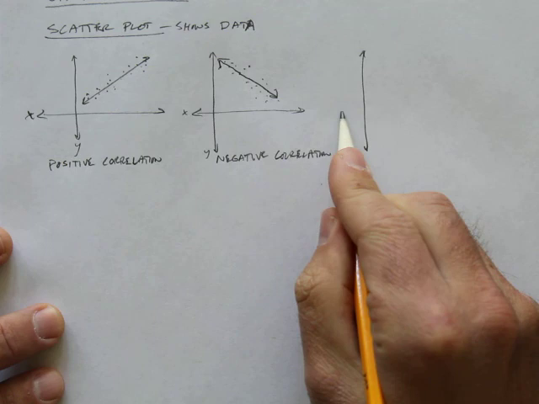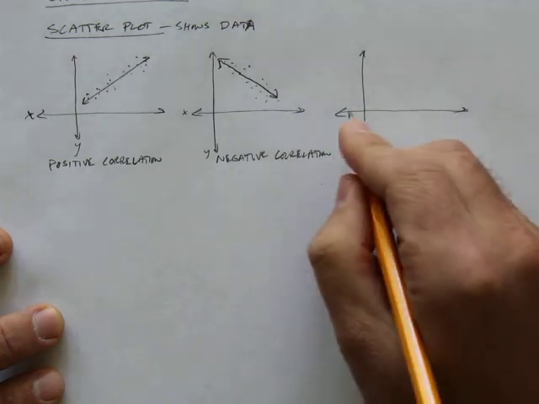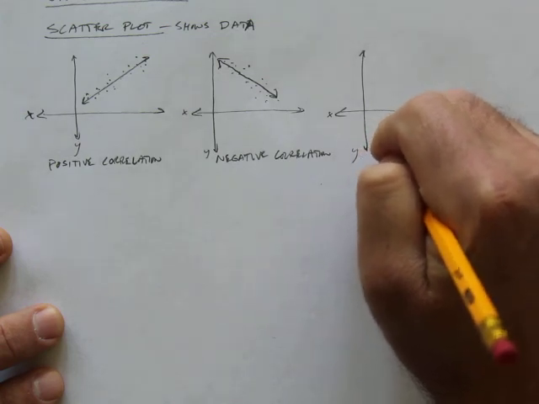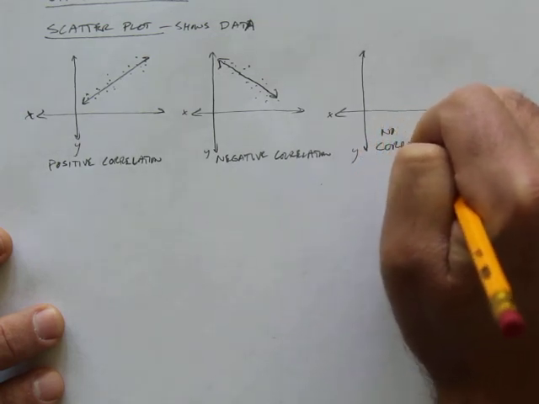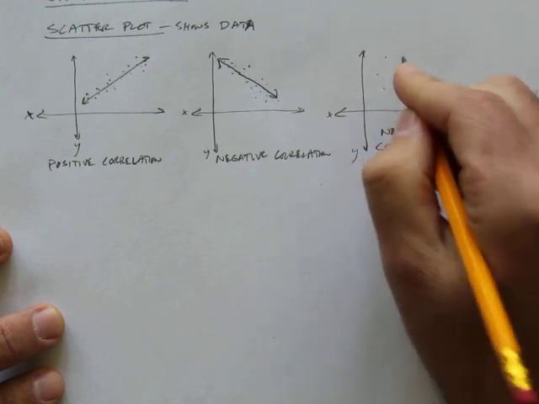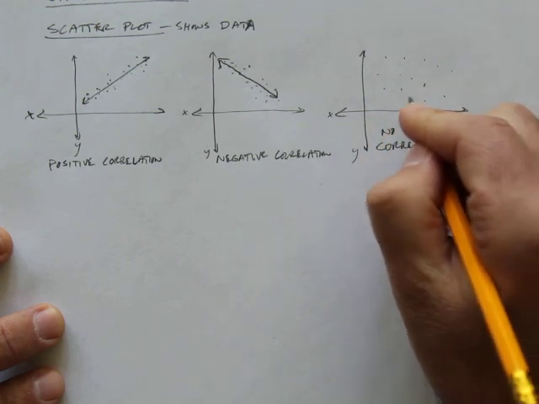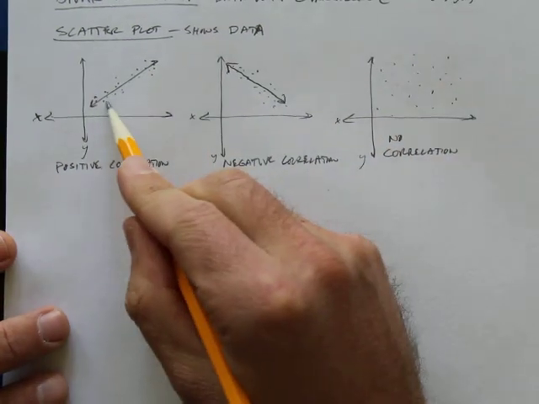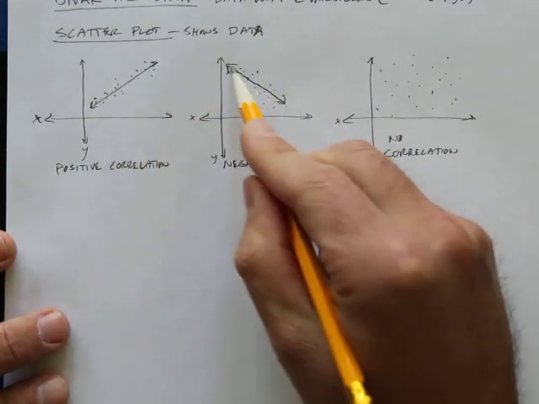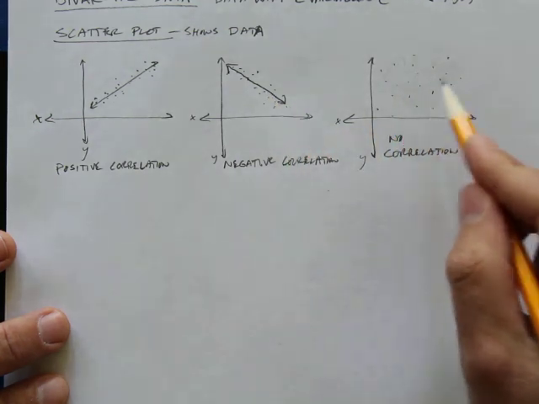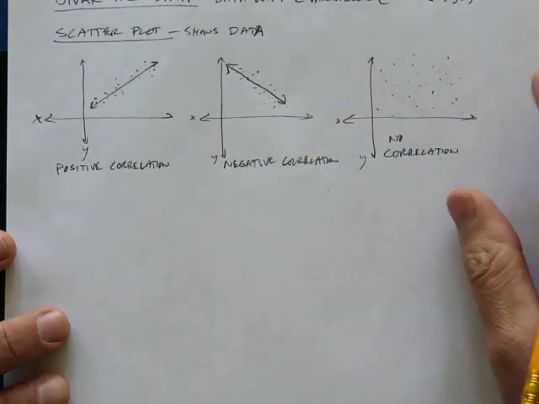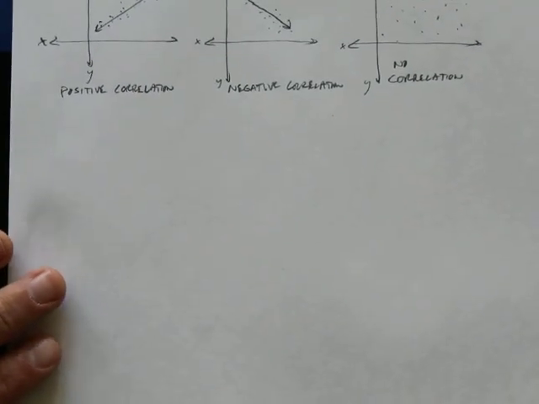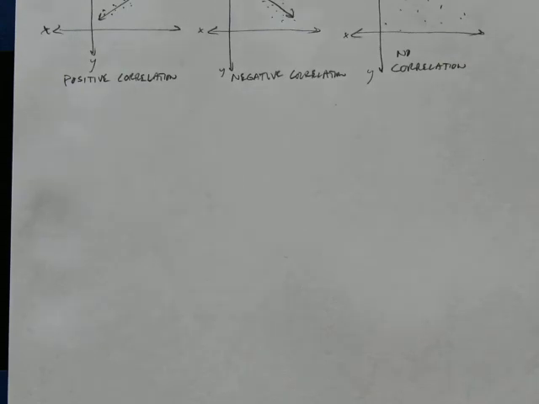And last one, x and y. This one is no correlation. Let's see what no correlation looks like. It might just be stuff scattered, data just all over the place, and you can't see any kind of pattern. This one obviously goes up. This one obviously goes down. This one doesn't really have an obvious trend. So let's keep going on here.